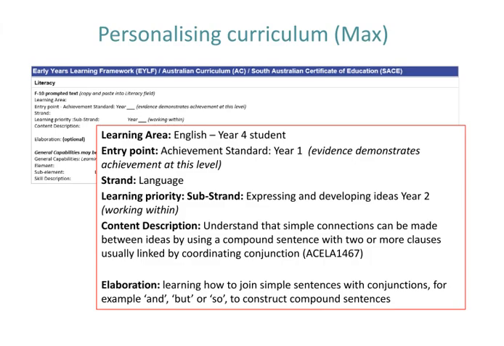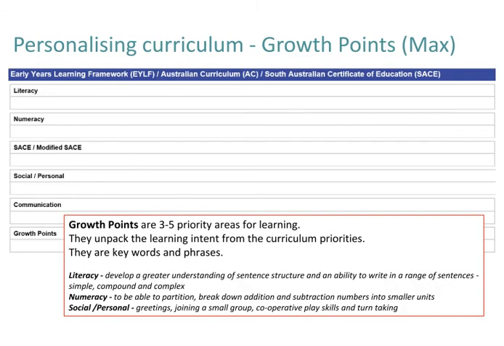This example demonstrates how the prompted text scaffolds the curriculum information in the literacy, numeracy and social personal fields. The growth points explicitly document the curriculum intent that are recorded in the learning priorities within the literacy, numeracy and social personal fields. It is recommended that the growth points be limited to 3 to 5, with at least 1 for each field.